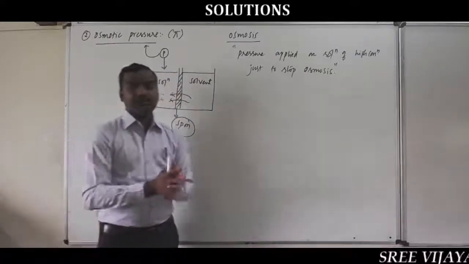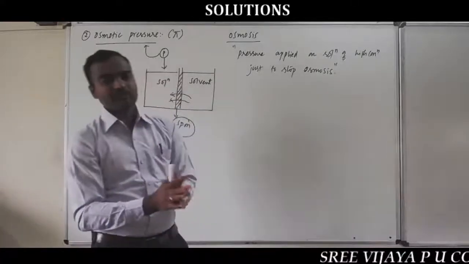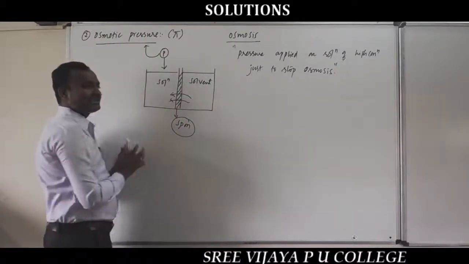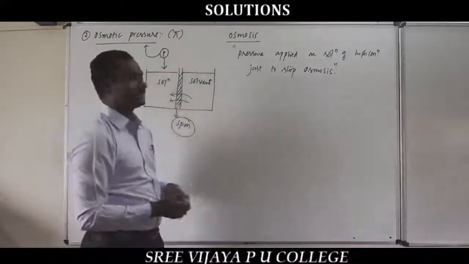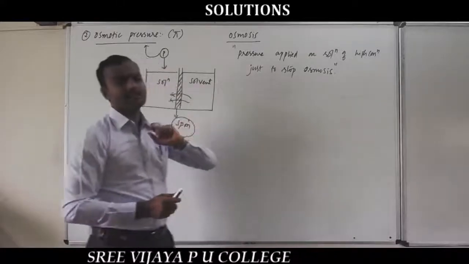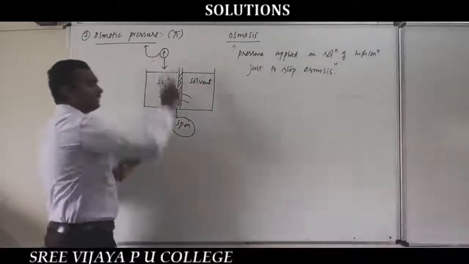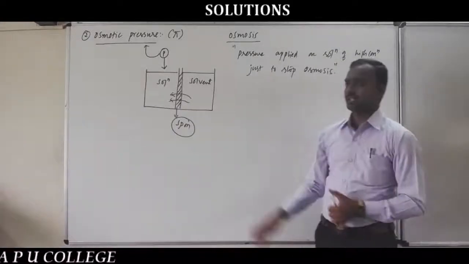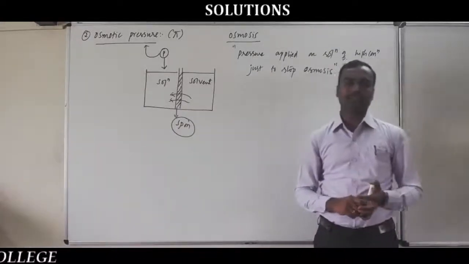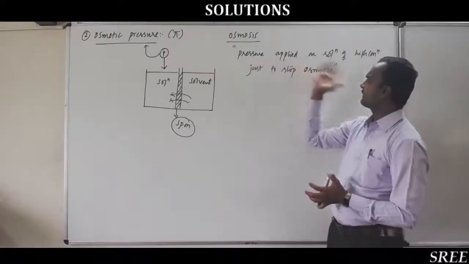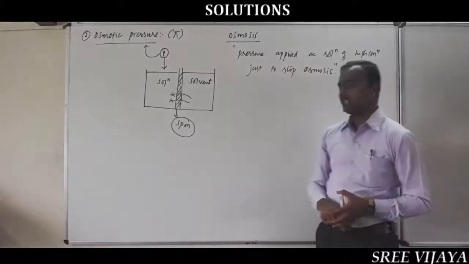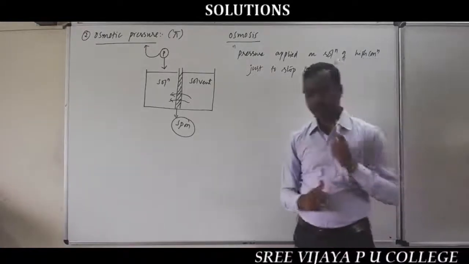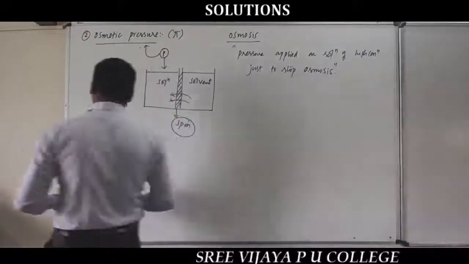Now our intention is to stop the osmosis. So I am going to apply pressure on the solution side just to stop the osmosis. The pressure applied on the solution side is called osmotic pressure, indicated by pi. That is a one mark question: define osmotic pressure. The pressure which is applied on the solution of higher concentration side just to stop osmosis is called osmotic pressure. Now I am going to take dilute solutions.